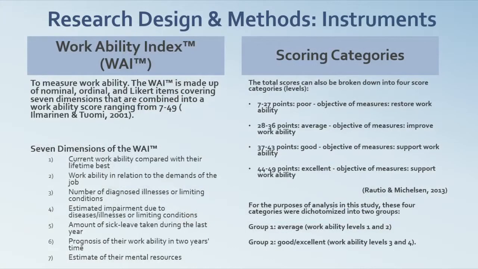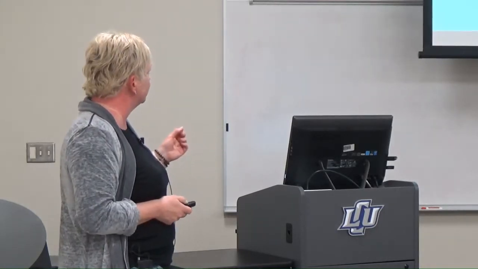Okay. The Workability Index had 7 dimensions. Their current workability compared with their lifetime best, workability in relation to the job, and how many diagnosed illnesses or limiting conditions you have. I did have to be really careful with this because it was asking for health information, but there was no way to connect the respondents to the information.